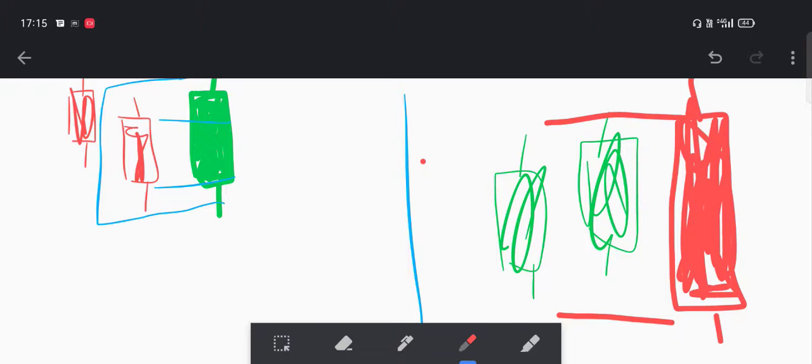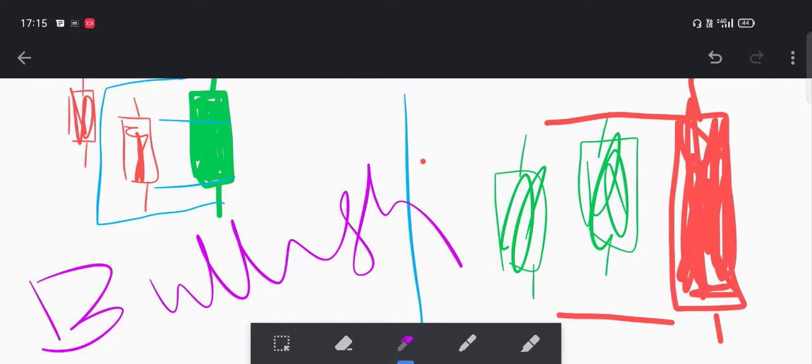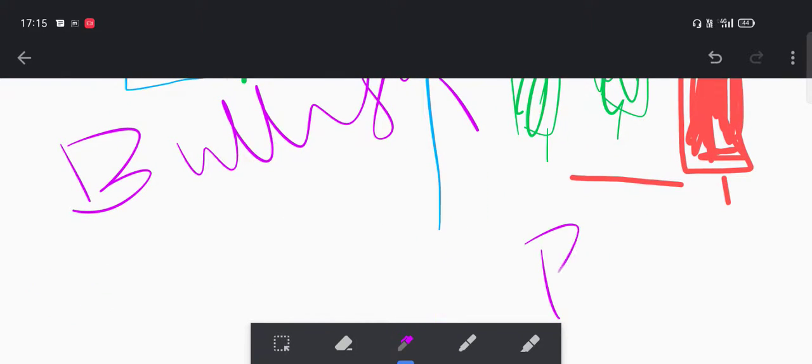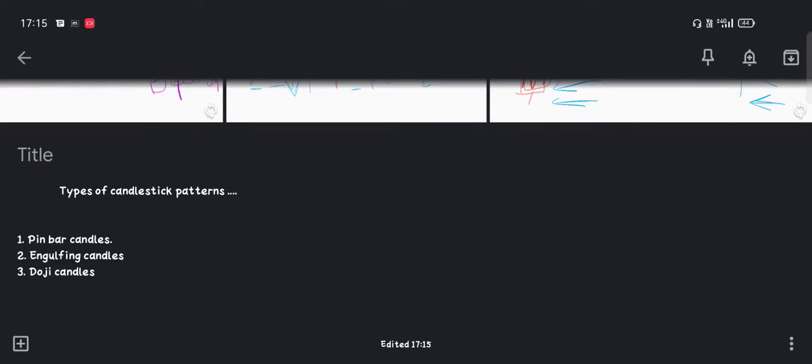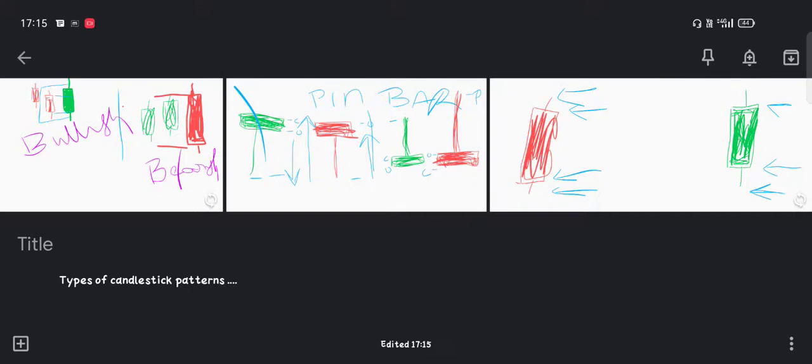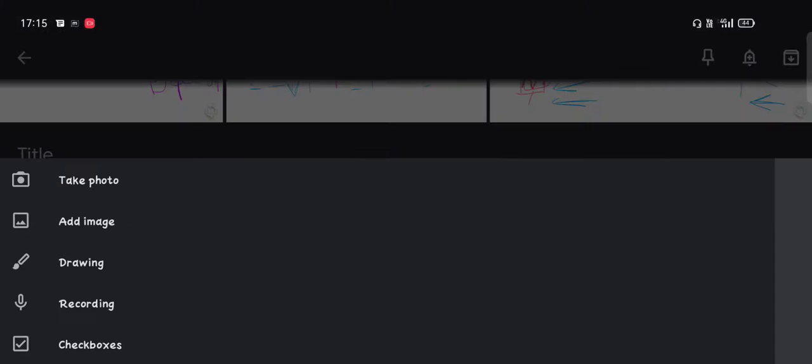So this is known as bullish and bearish engulfing candle. This is known as bullish engulfing candle. This is known as bearish engulfing candle. So this is, guys, about bullish and bearish engulfing candle. The last one is doji candle, the last type of candlestick pattern we will see today.